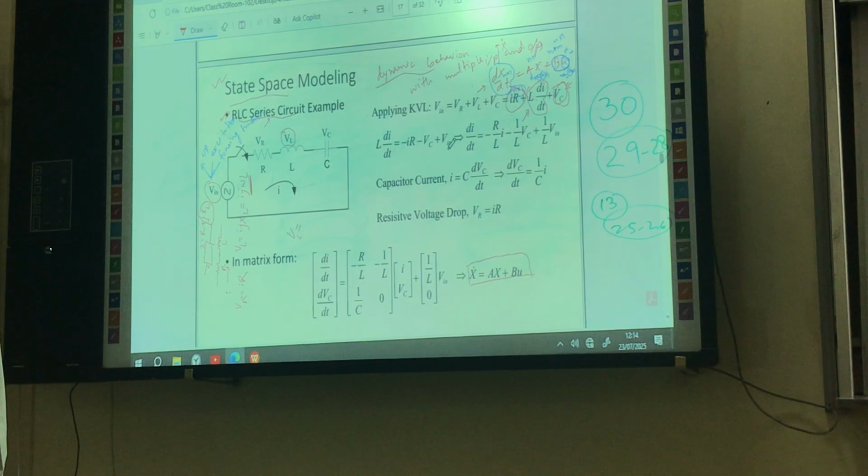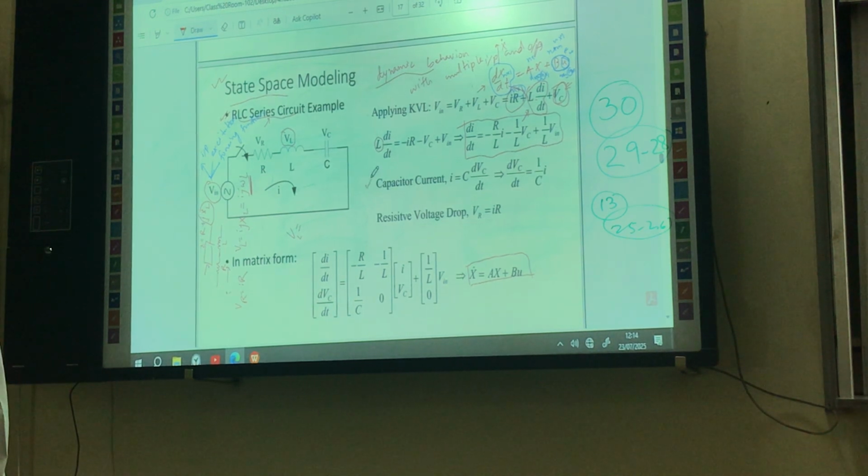Okay. So there is L here, but there is no coefficient here, right? The coefficient is 1 here. That's why you have to divide this equation by L. Then you will get dI over dt equals minus R by L times I, minus 1 by L times VC, plus 1 by L times V. Okay, have you understood this?